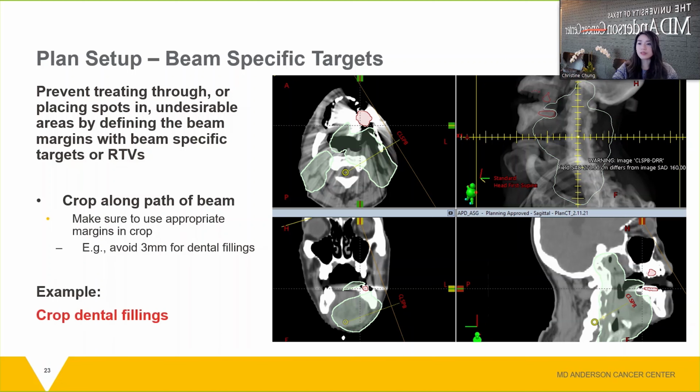So you can see in this example, that's exactly what I did. And you can tell from this coronal view, it is going along the path of the beam. You can also see in the BEV, it's perfectly carved out there.